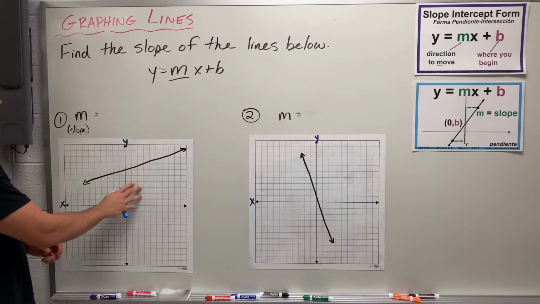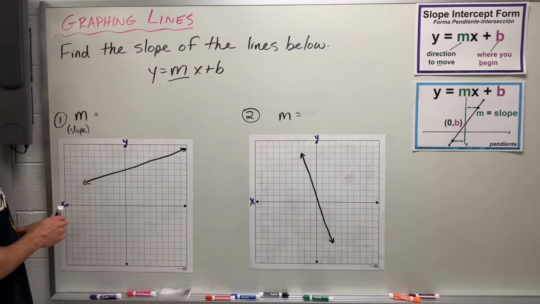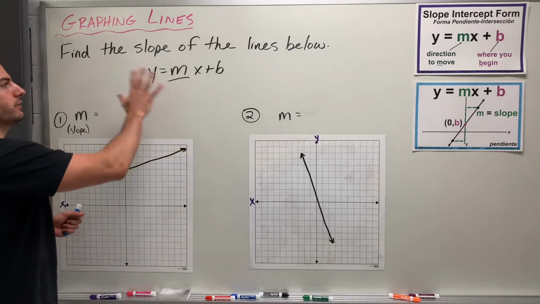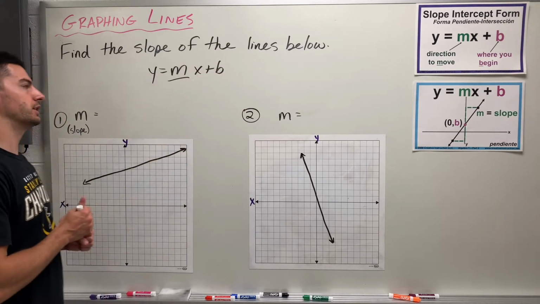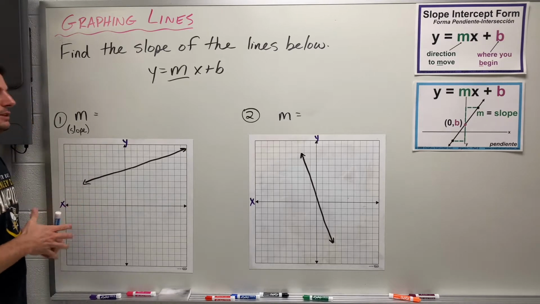So if we look at these, they're already graphed for us, okay? And we need to find that m value. We don't need to find the whole equation, so we can forget about that b value here. It's just asking us for the slope, okay? And so what is the slope?